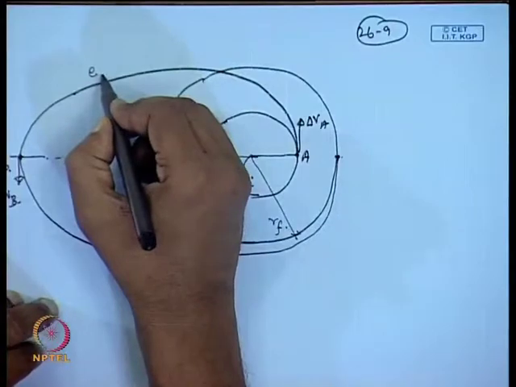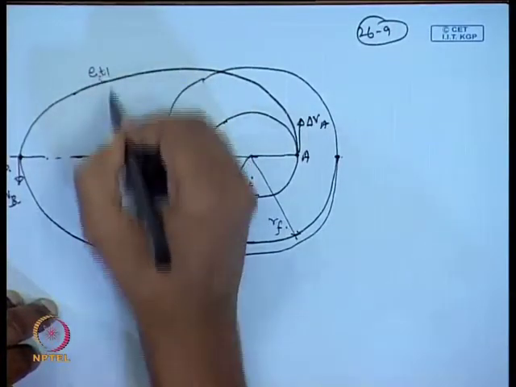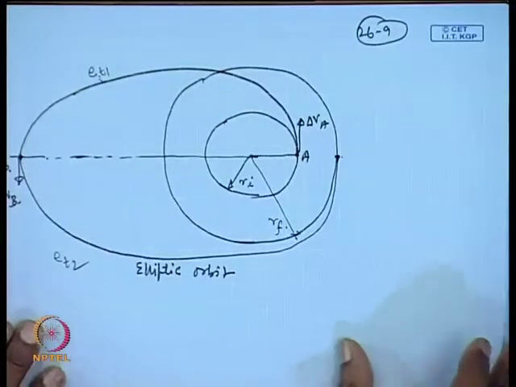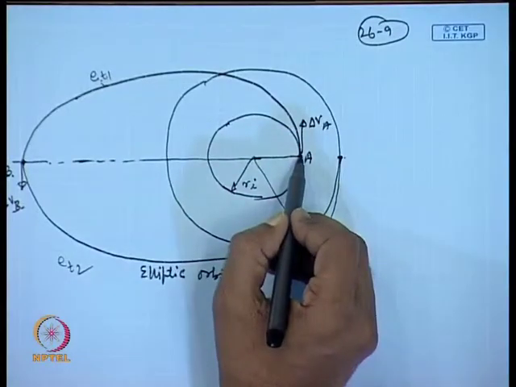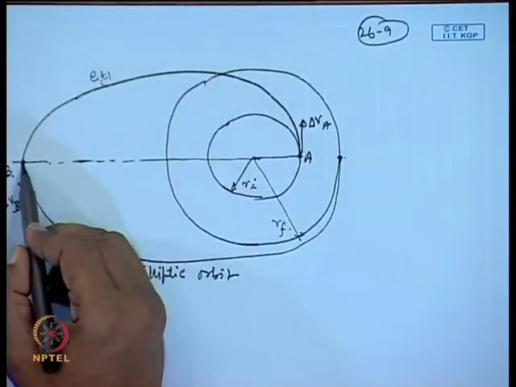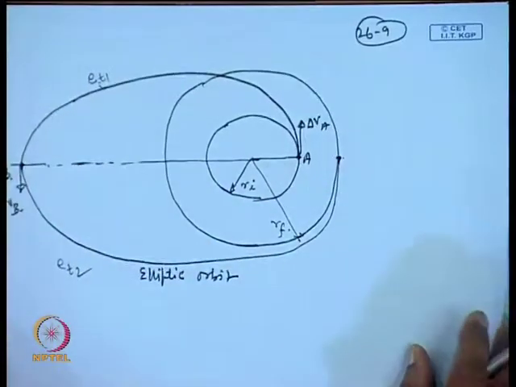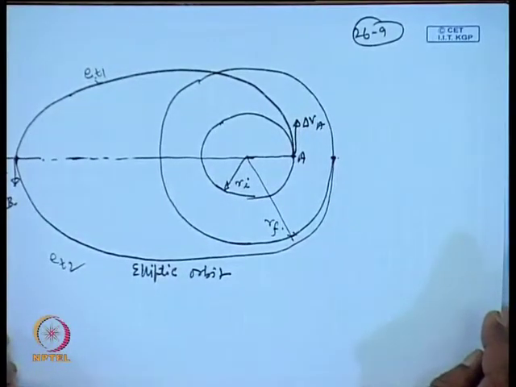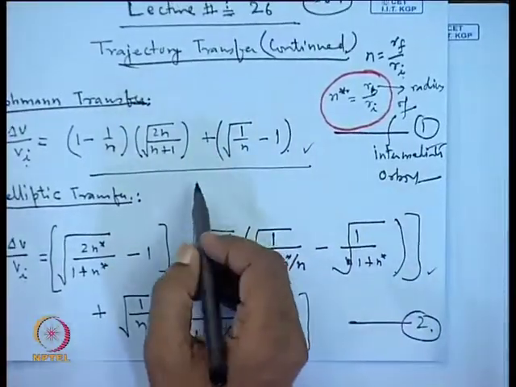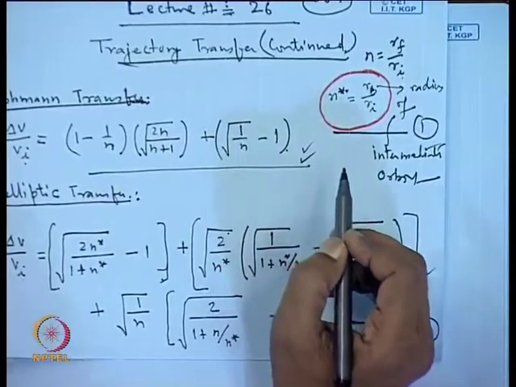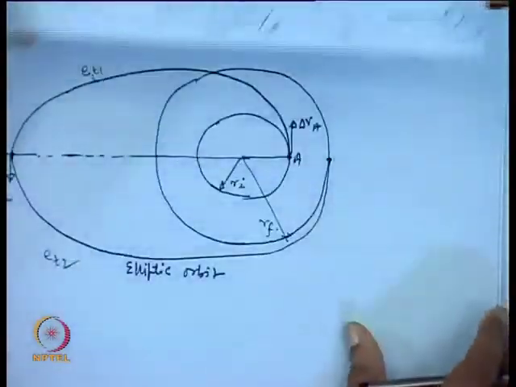So, we can write the eccentricity of this orbit to be E t 1 and the eccentricity of this orbit to be E t 2. Okay. So, if we are transferring from this point to infinity, you can utilize the Hohmann transfer relationship to find this result. Our equation for the Hohmann transfer is this equation given to us.